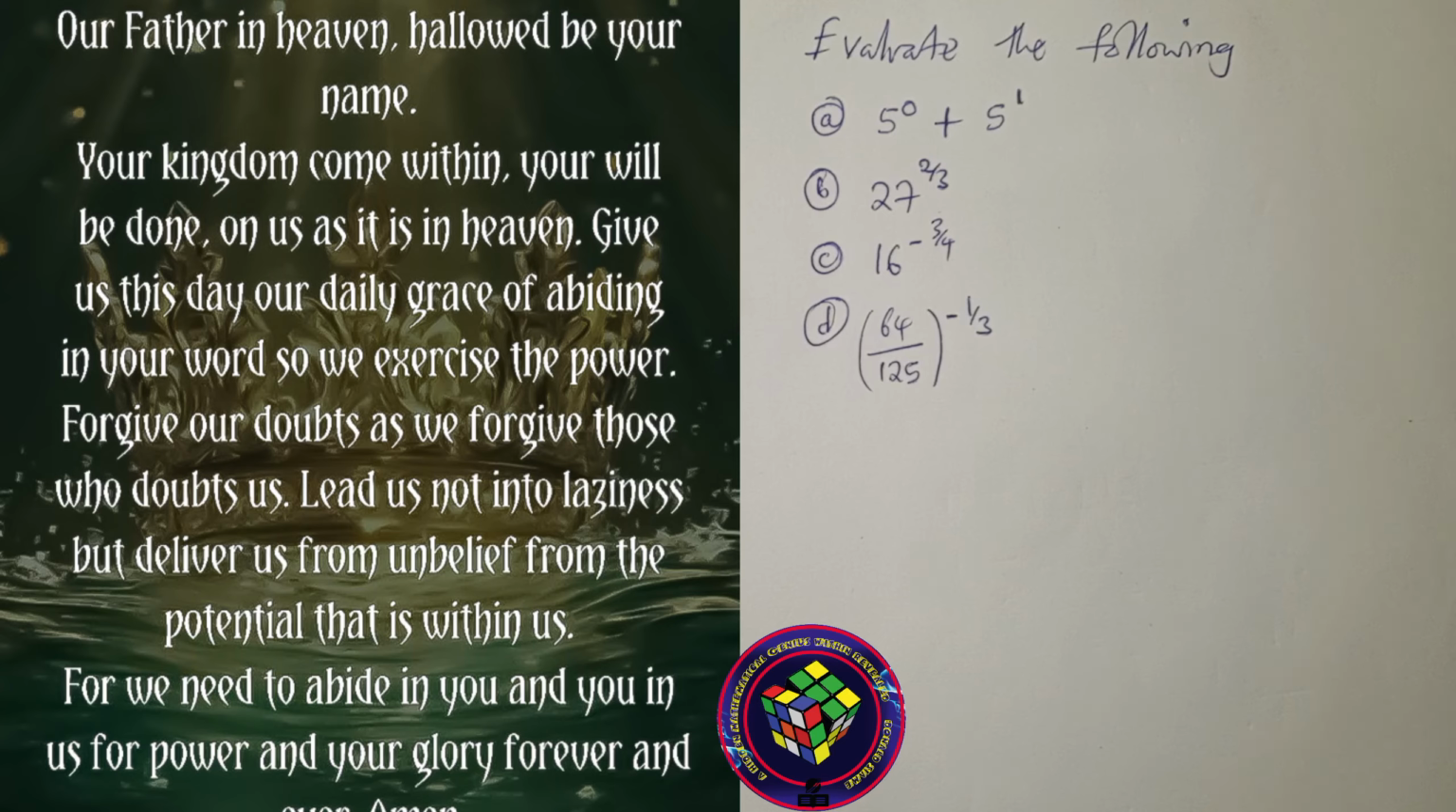Today, I want us to look at index notation. Index notation is just a branch of mathematics that deals with numbers to do with powers. So we have the first question: 5 to the power 0 plus 5 to the power 1.